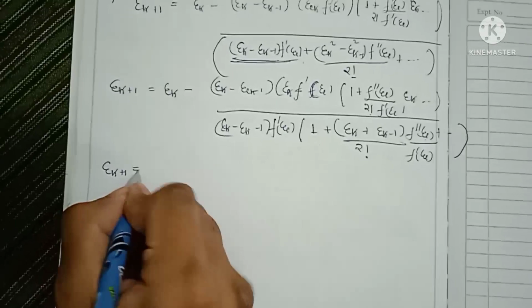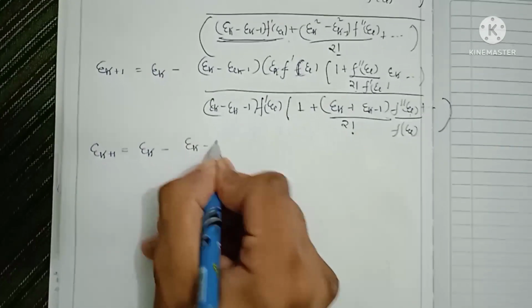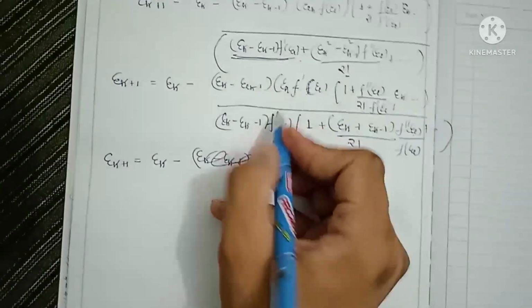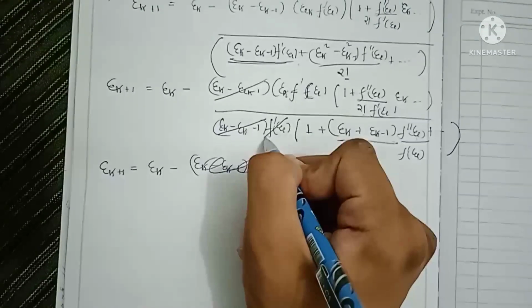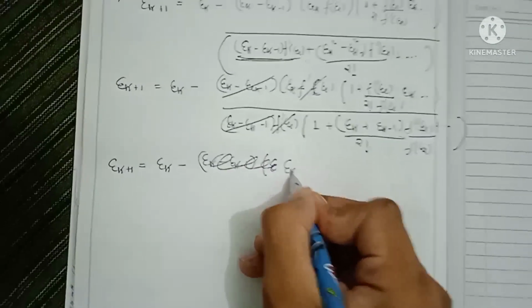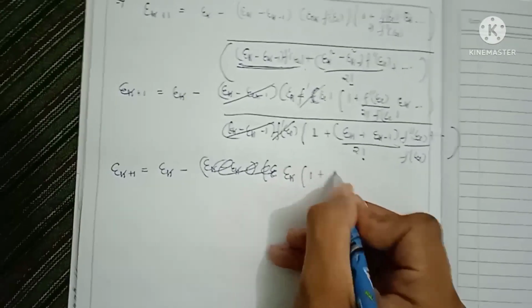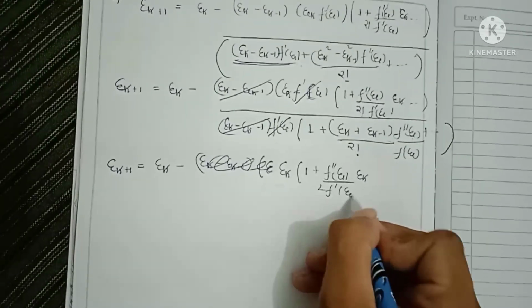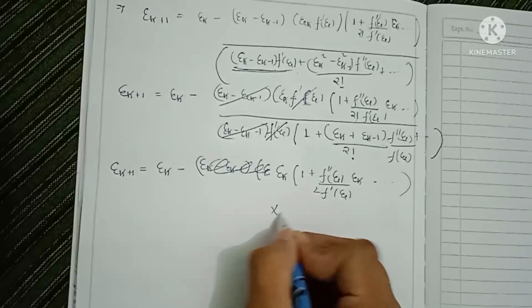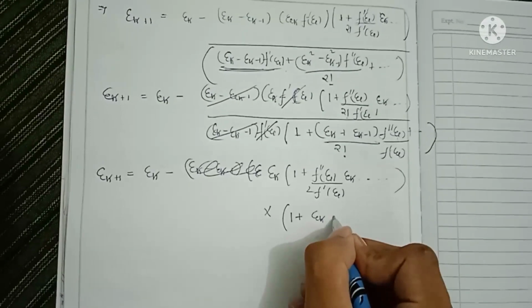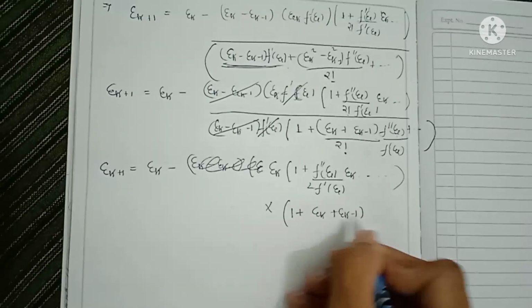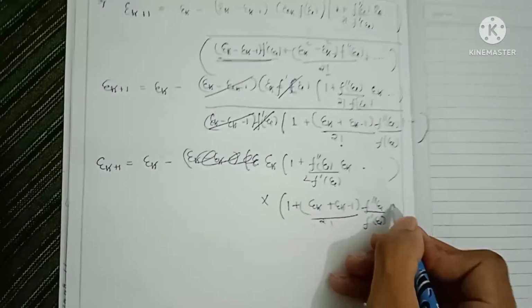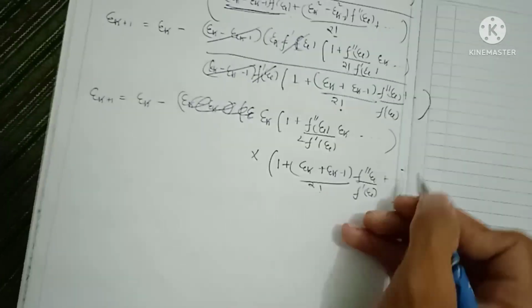e^(k+1) is equal to e^k minus e^k minus e^(k-1), and here first we will have to cancel out these two terms. Now we would not have to write this again, so simply e^k times 1 plus f dash epsilon_k upon 2 factorial f dash epsilon, into 1 plus epsilon_k plus epsilon_(k-1) upon 2 factorial f dash epsilon upon f dash epsilon, simply plus dot. Now we have this power minus 1.